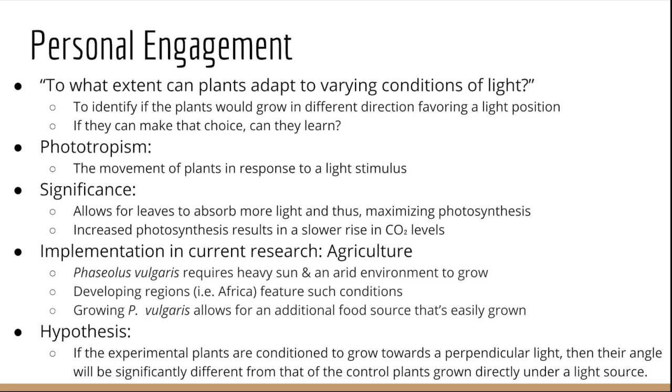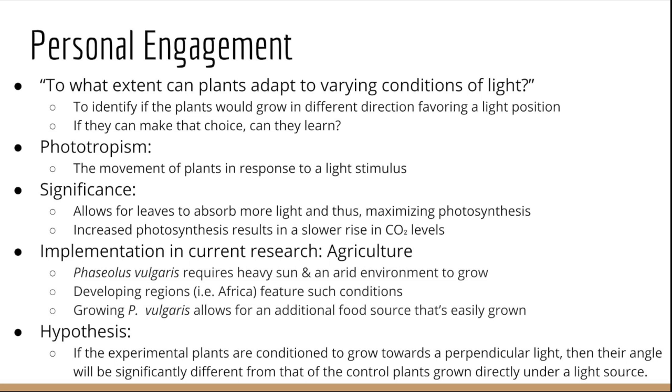The implementation of the results of this experiment can be applied to agriculture, where the species used, more commonly known as the green bean, requires heavy sun and an arid environment to grow in, and does not take much to grow. And so developing regions such as Africa and Southeast Asia feature such conditions.